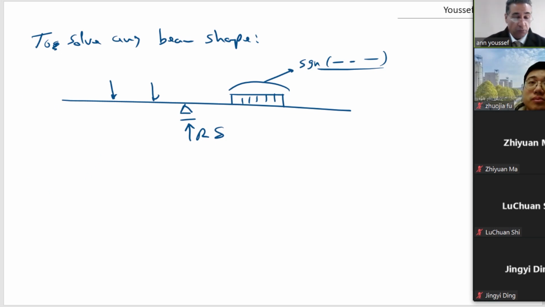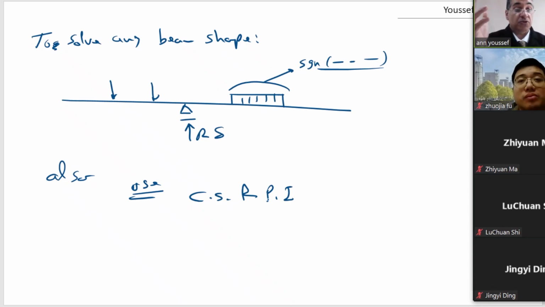Also, you can use complementary solution and particular integral. You can use the same idea of complementary solution and particular integral in beams. It's the same, but with boundary elements. For me, bar is enough.